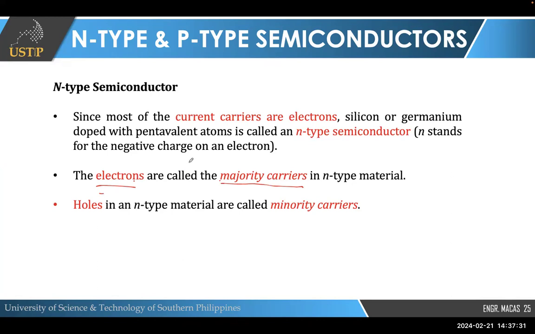So in N-type, negative plus many electrons means electrons are the majority carriers. And of course, if electrons are the majority, what is the other charge? The holes. Holes are called the minority carriers.